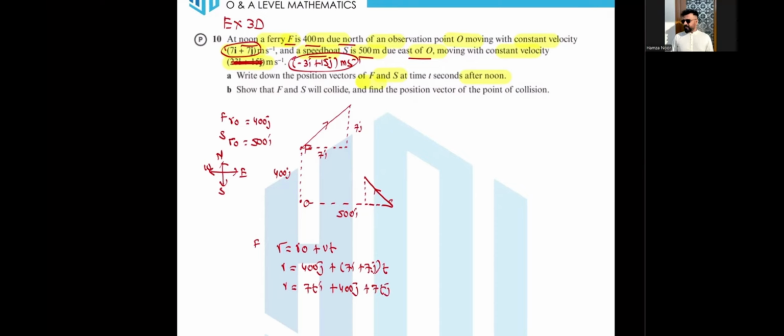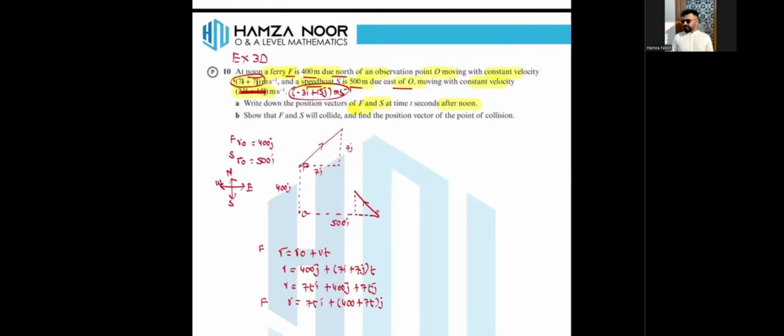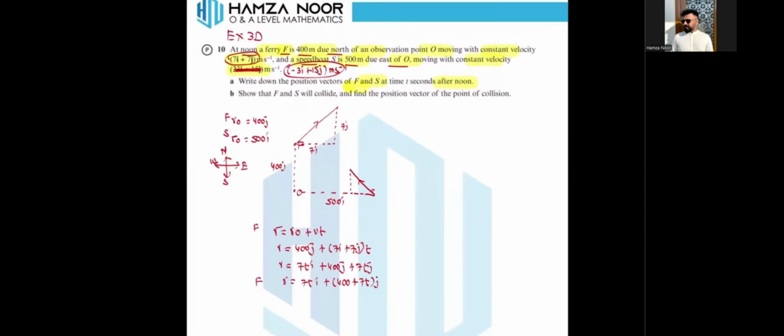So far we have achieved this. r is equal to 7ti plus, taking j as common, (400 + 7t)j. So this is basically the position vector for the ferry at time t seconds after noon, the position vector for the ferry. And now in the same way, we are going to find the position vector for the speedboat.